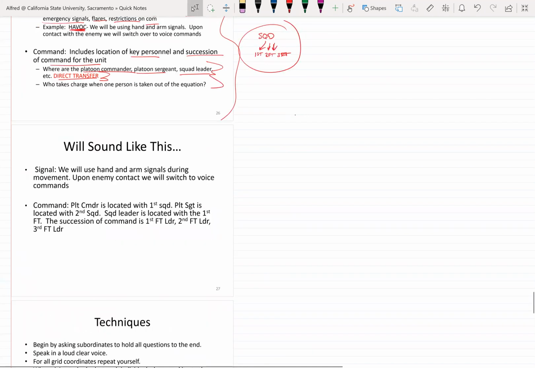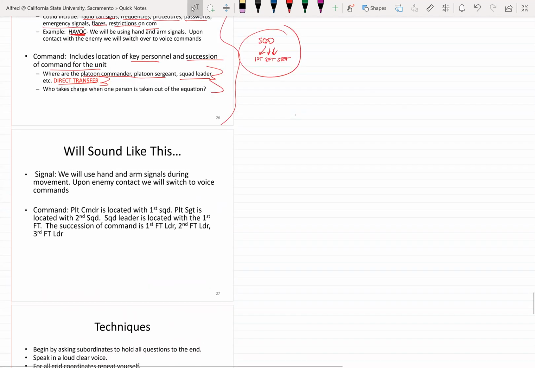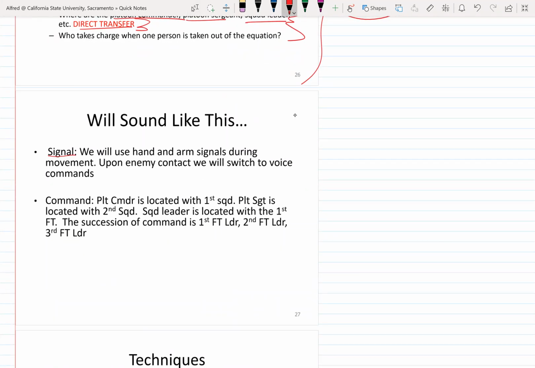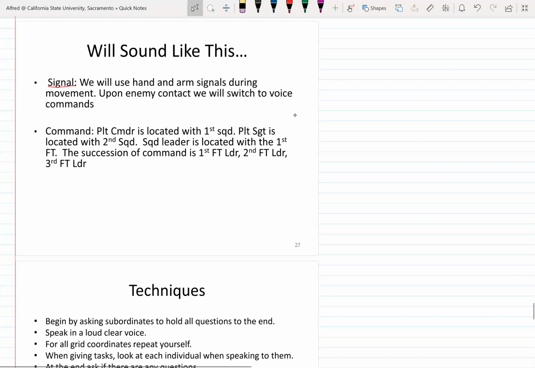Admin and logistics. I can read what it sounds like. Signal: we'll use hand and arm signals during movement. Upon enemy contact, we will switch to voice commands. That's HAVOC. Platoon commander is located with first squad. Platoon sergeant is located with second squad. Squad leader is located with first fire team. Succession of command is first, second, and third fire team leaders.